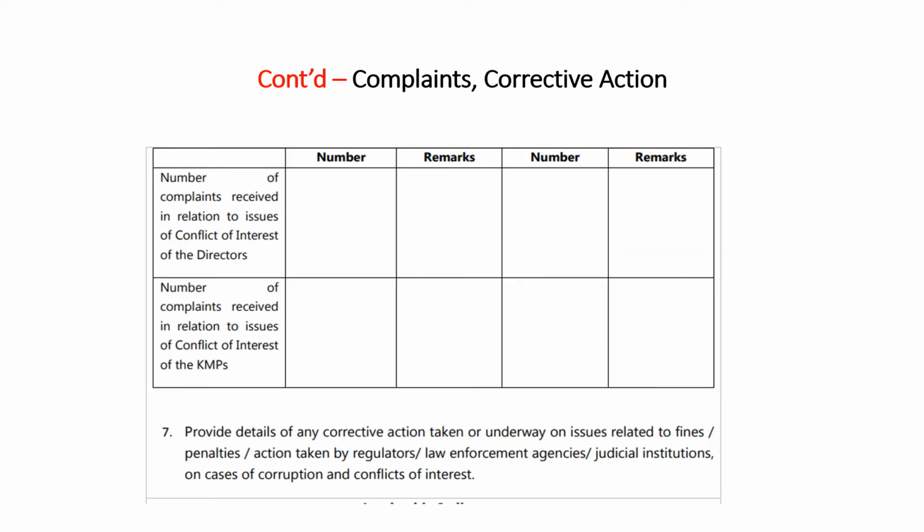Number of complaints received with respect to conflict of interest of the directors or the key management personnel. What is the total number of complaints received? What are the remarks? And similarly, serial number 7 is about providing details of any corrective action taken or underway on issues related to fines and penalties and action taken by regulators, law enforcement agencies or judicial institutions on cases of corruption and conflict of interest. So this format reporting talks about any punitive action taken with respect to corruption or conflict of interest against the company personnel.